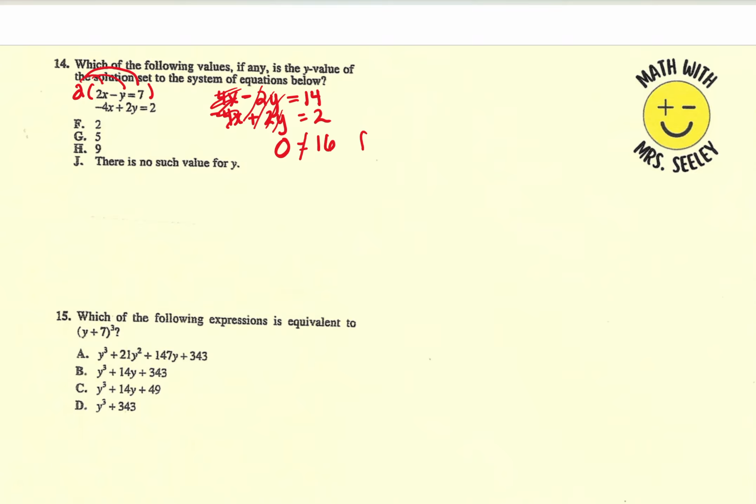Well, that's not true. That's a false statement. And when you get a false statement, that means there is no solution. So therefore, there's no such value for y.